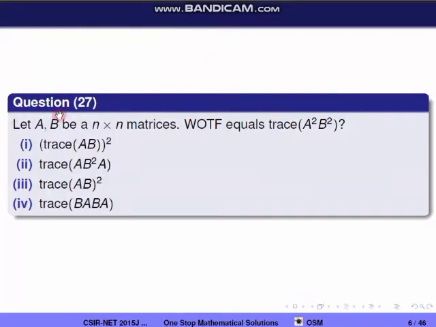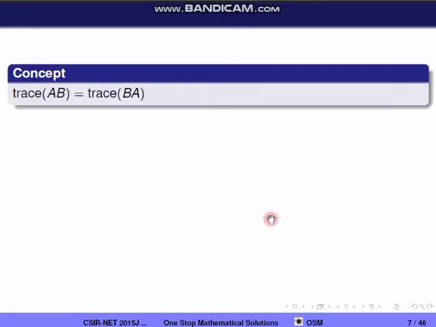Next question, question 27. Let A, B be n cross n matrices. Which of the following equals trace of A square B square? So they are given two matrices. We have to find which of the options equals trace of A square B square. We look into the concept used.